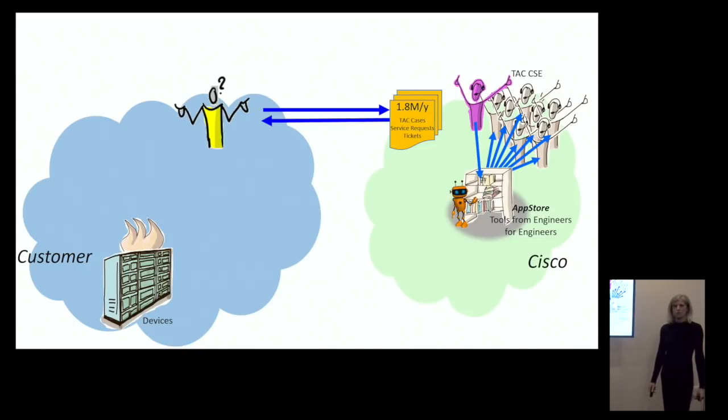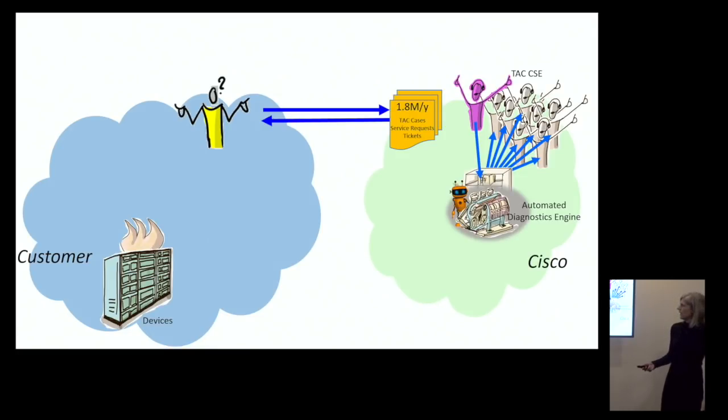At first, it was done manually. Engineers had to go in the App Store, select the script, select the attachment of the service request, run the script against the attachment, and get back the results. But shortly after, we discovered a way to automate this. So the automated diagnostic engine automatically scans the attachments of the service requests, runs the appropriate scripts against those service requests, and sends back the results in the service request.